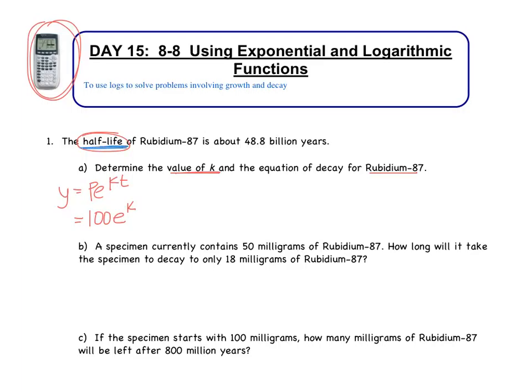Well, we're told that this is half-life. Half-life gives us a time after which only half of the amount remains. So if I start with 100 grams, that means half is going to remain, so 50 remains. So 50 is what we put in for y. Then we know that the half-life is 48.8 billion years. So for t, we're going to use 48.8. So what we need to remember then is we mean t to be billions of years.